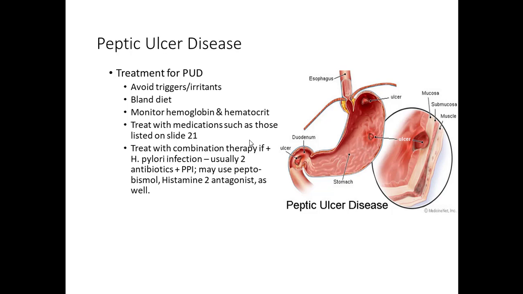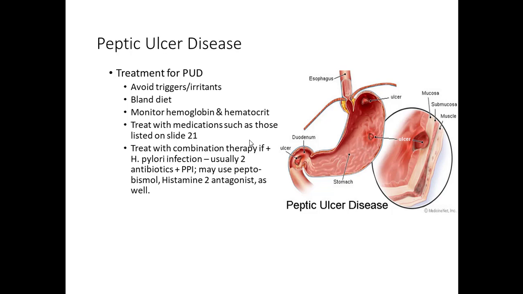Avoid anything that triggers or irritates the stomach. It's actually very painful. Obviously, it's basically a hole in the stomach. A bland diet, because the more spicy the food is, it's going to irritate that ulcer. Hemoglobin and hematocrit are going to be monitored because people can start out with a small ulcer like this, and actually it can turn into a bleeding ulcer, and they can get a big GI bleed from it. They're going to be treated with the meds that were on that other slide.